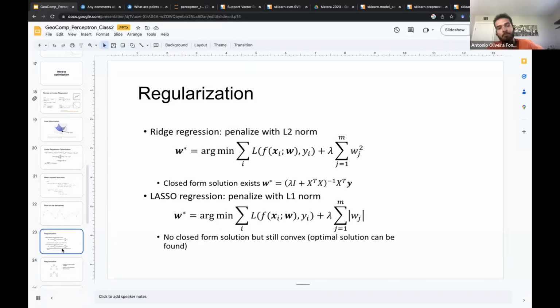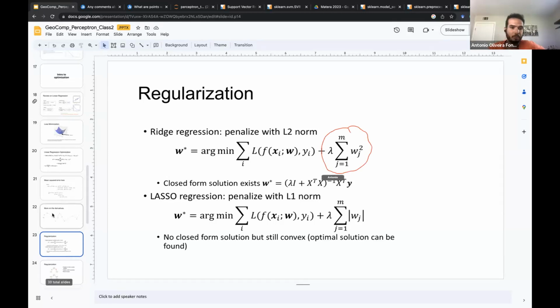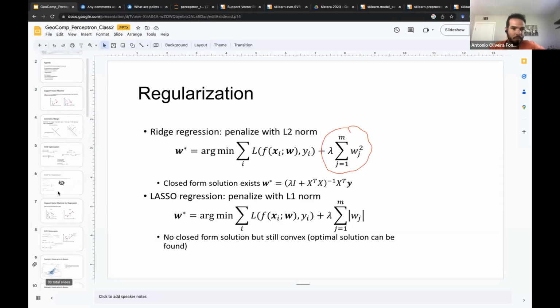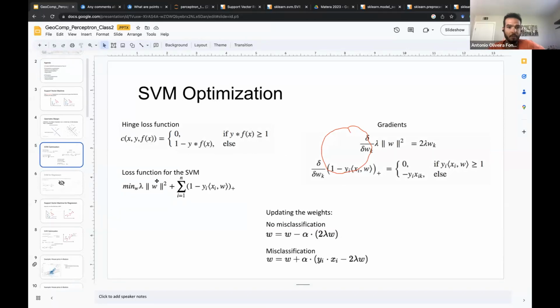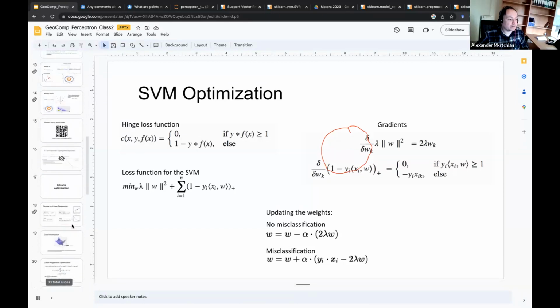No, the parallel that I was trying to make here is with respect to the type of penalization that we do to the weights, right? So if you come all the way back here, someone asked me in the first class why we were penalizing the norm of the weights.